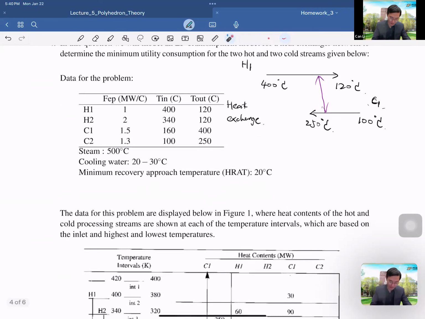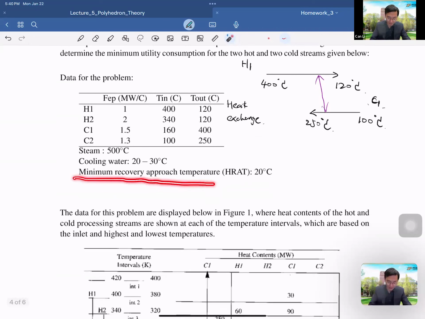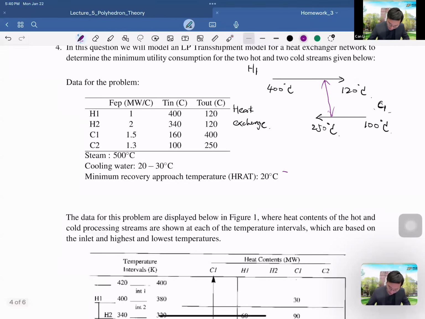And here, there's another concept called minimum recovery approach temperature. Maybe chemical engineers are familiar with this. But this actually means in order for the hot stream and the cold stream to exchange heat, the temperature of the hot stream has to be greater than the temperature of the cold stream plus HRAT. That will be 20 degrees Celsius here. Okay. Any questions so far here?